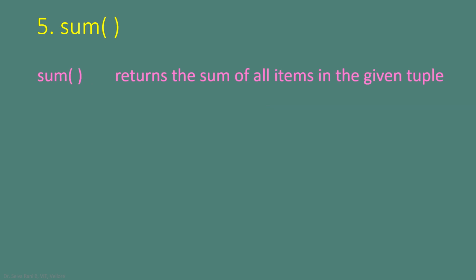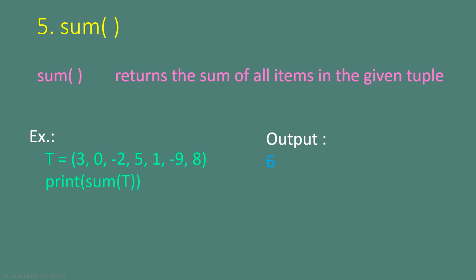Sum. Sum returns the sum of all items in the given tuple if all the elements are numerals. T is 3, 0, -2, 5, 1, -9, 8. Sum of T is producing the summation of all the values, which is equal to 6.